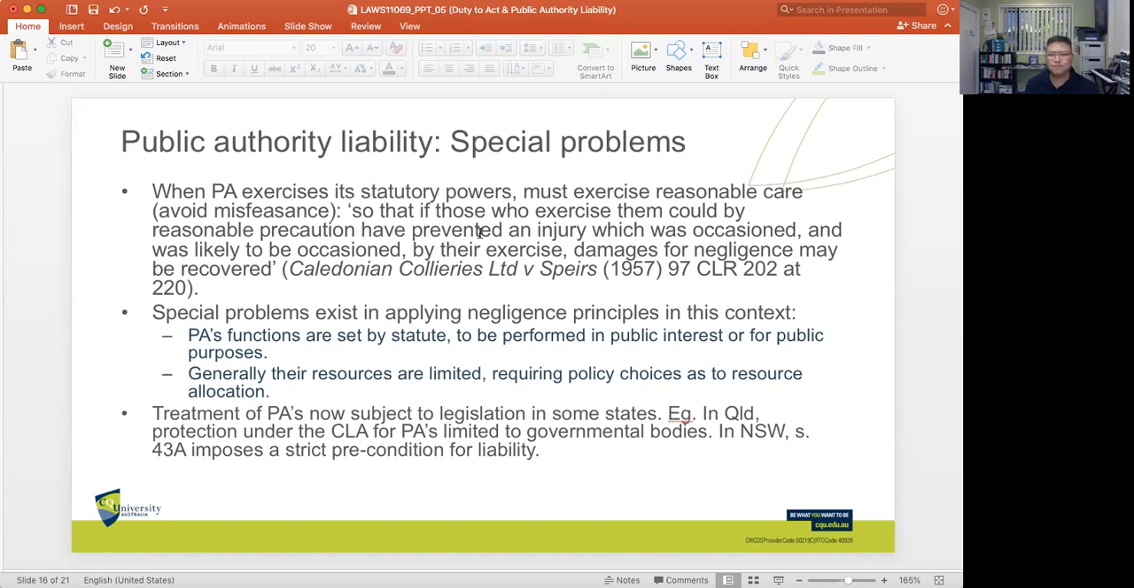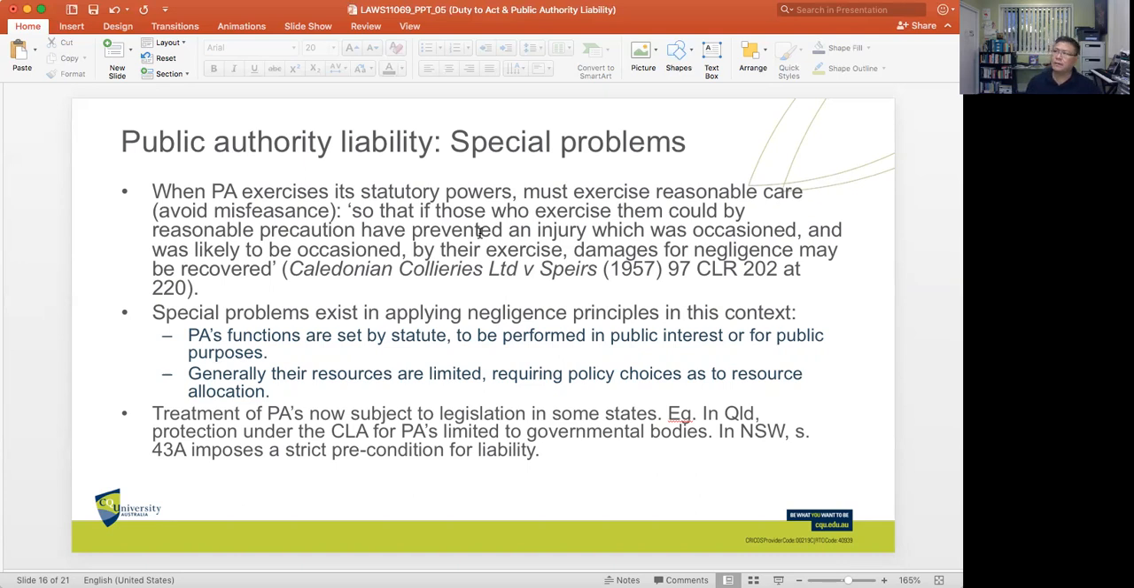That can be a vexing question because, as I said, much of what the public authority does is really governed and controlled by statute. The other point, and we're going to be discussing this in greater detail in a short while, is that even though we might say that it can be reasonably foreseeable for a public authority that its failure to act in a particular way may cause harm.